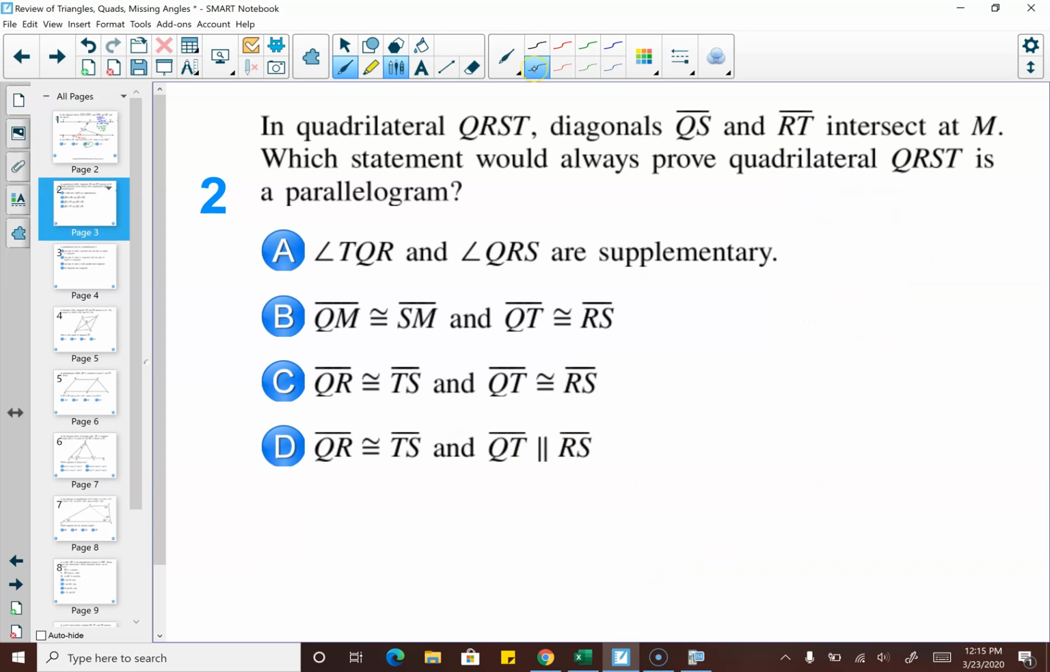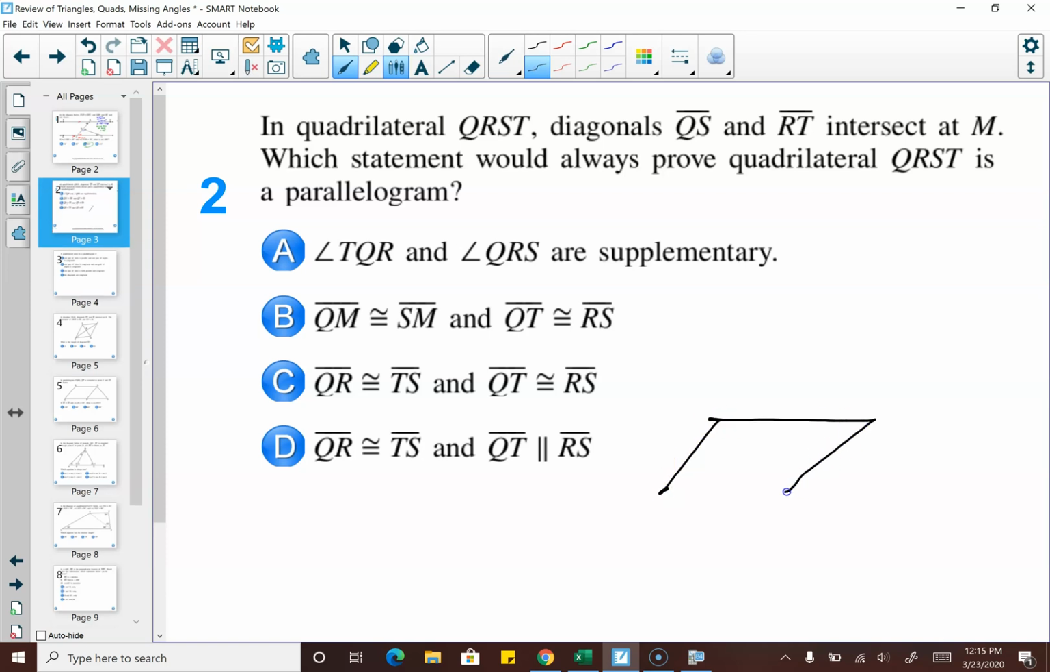In the next one, in quadrilateral QRST, diagonals QS and RT intersect at M, which statement would always prove that it is a parallelogram? So you got to remember, what are our properties of parallelograms, and sometimes it helps to draw the picture. And remember, you always label in some sort of circular fashion here. So if we remember, TQR and QRS are supplementary. Well, that just says there's one set of supplementary angles. You don't know if that's true or not for all of them, so therefore that doesn't really help us.